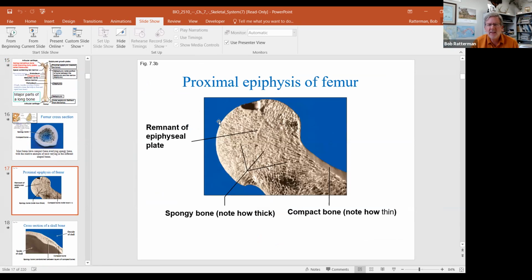This photograph does label remnant. If you look super close, you can see a bit of a ridge here. It's not the most clear photograph, but that's what that's pointing to.